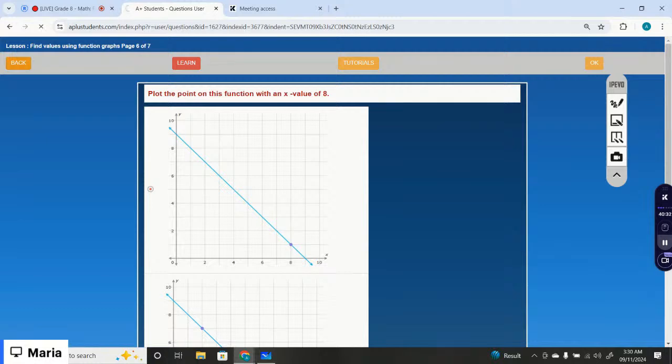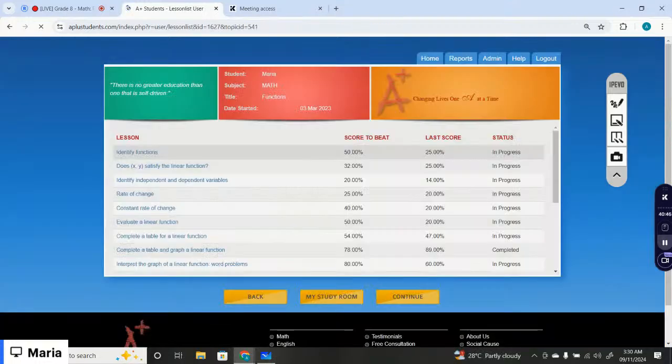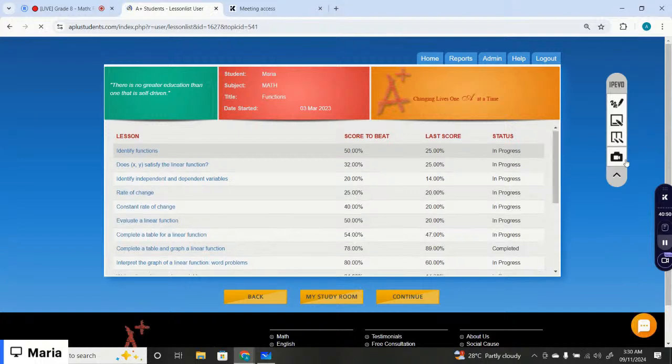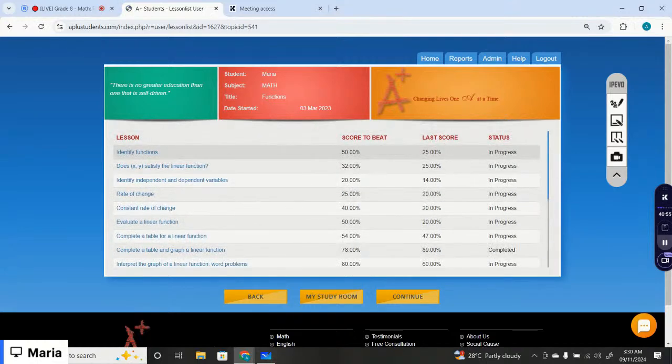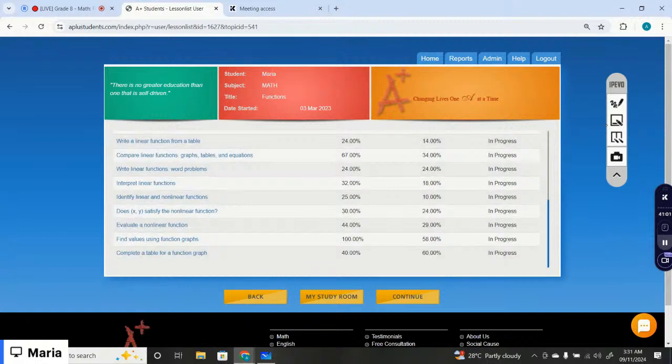Okay, you can complete the lesson by yourself later today. Let me just move on to the next lesson. The next lesson is complete a table for a function graph.